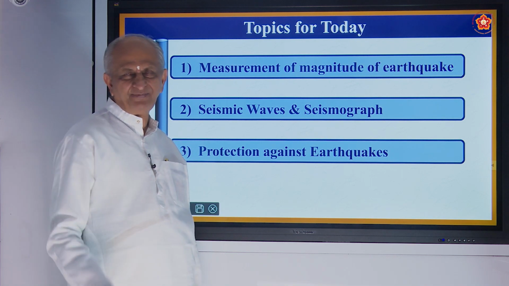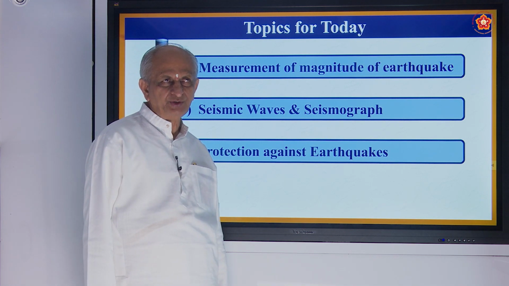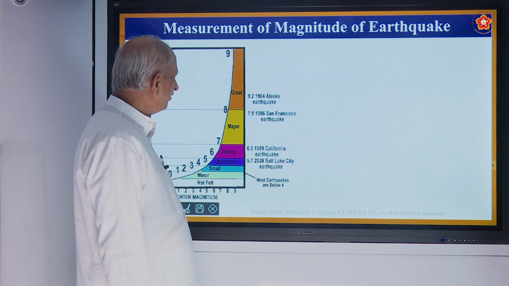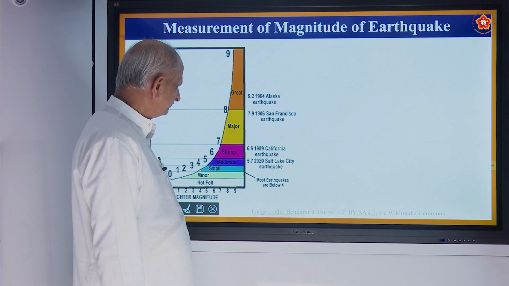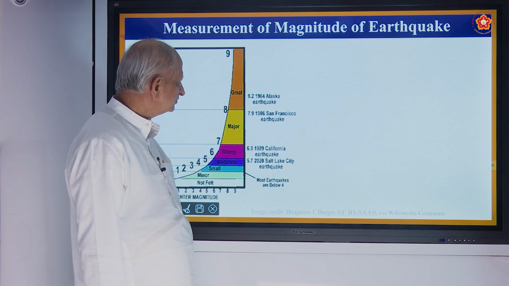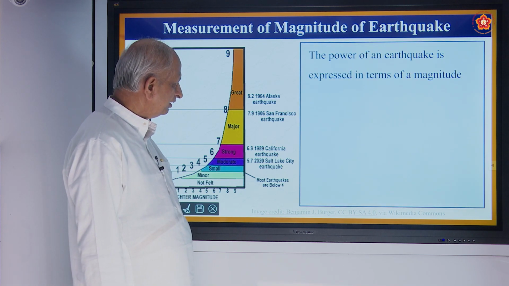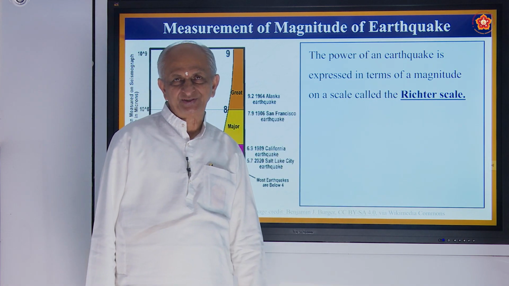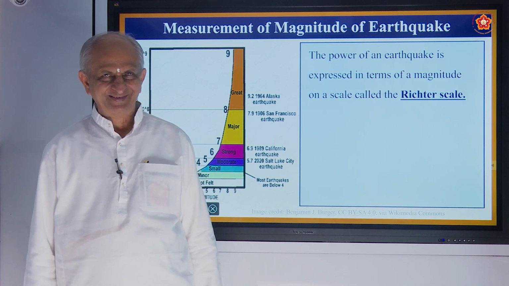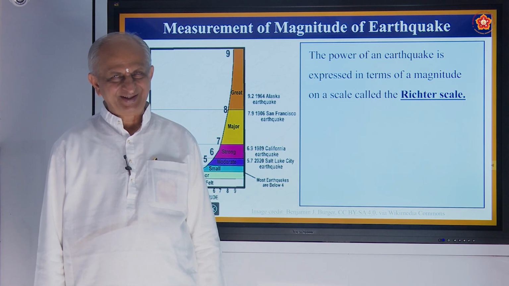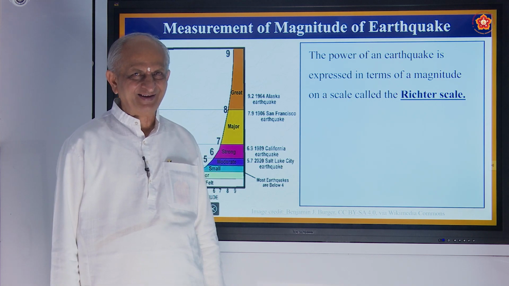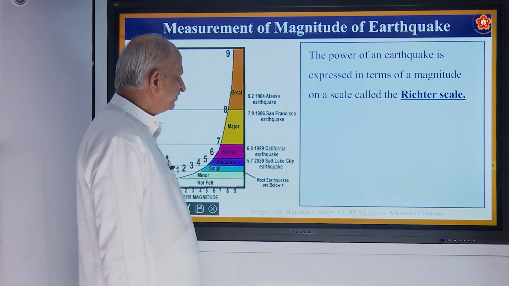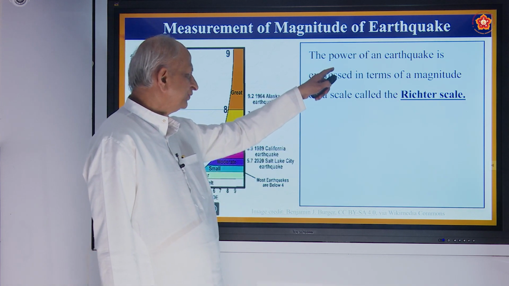Now shall we see one graph for that? How the scale, so measurement of magnitude of earthquakes is done by a scale called Richter scale. Richter, R-I-C-H-T-E-R, Richter scale. You heard about meter scale, correct? Weighing scale. So many scales you heard. Like that, there is one scale called Richter scale, where the power of earthquake is measured.